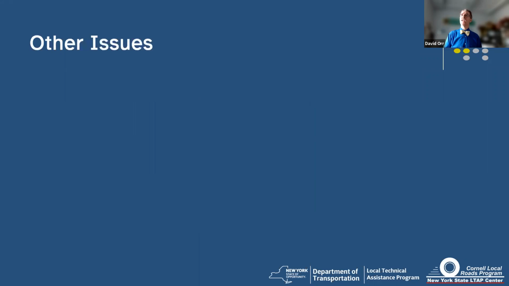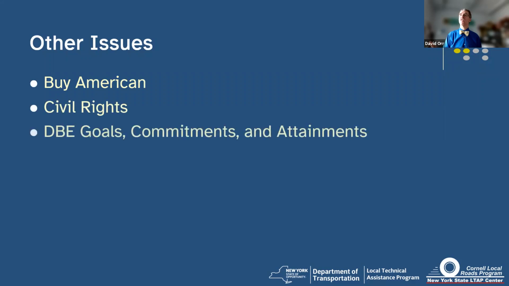Okay. Now there are some other issues. We could spend a whole hour just on this. Okay. There's issues such as Buy America, Buy American. And yes, there's differences. We could talk about civil rights. We could talk about DBE goals, commitments, and attainments. Okay. Oh, and by the way, one real important point with DBE, there's a state program, MBE, WBE, and the DBE, which is a federal program. They don't overlap. You can't put one goal or the other. You have to just use one or the other. Federal aid, DBE, state aid, MBE, WBE.